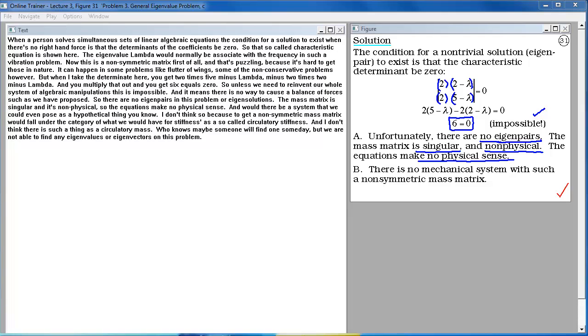I don't think so, because to get a non-symmetric mass matrix would fall under the category of what we would have for stiffnesses as a so-called circulatory stiffness. And I don't think there is such a thing as a circulatory mass. Who knows, maybe someone will find one someday, but we are not able to find any eigenvalues and eigenvectors on this problem.